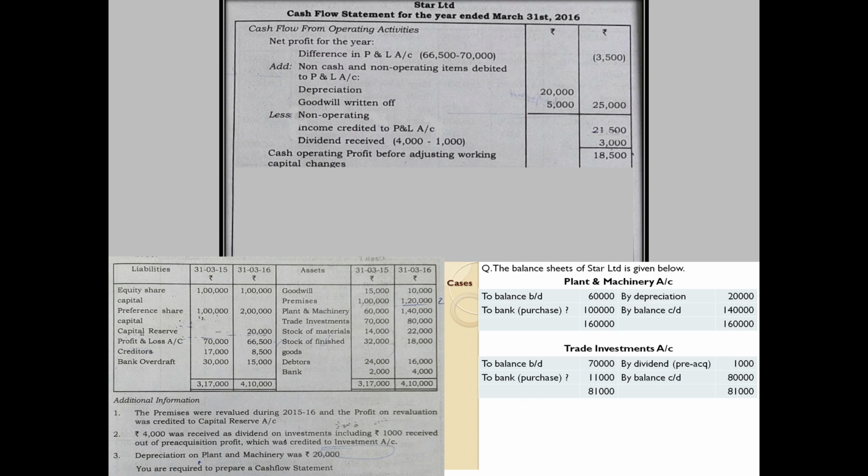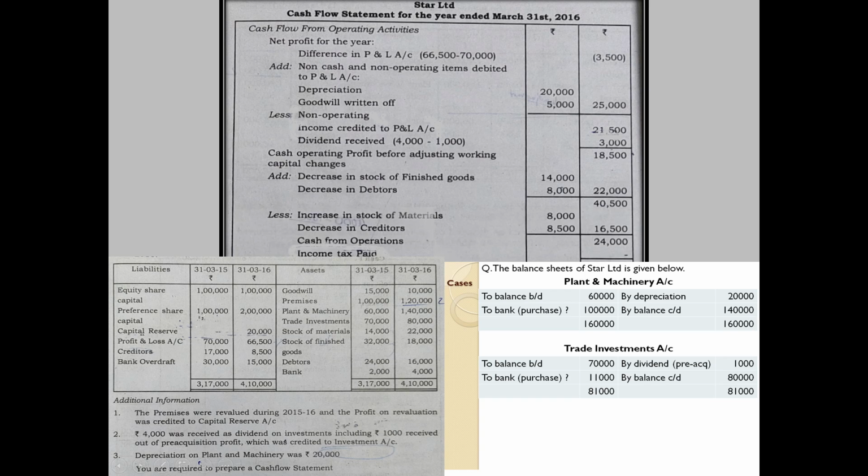So the next step is you need to adjust the various changes in the working capital items, mainly current assets and current liabilities. You add back the decrease in stock of finished goods and decrease in debtors because these are current assets. A decrease in current assets is considered as a flow of cash, basically an inflow of cash. So the decrease in stock of finished goods is 14,000 and the decrease in debtors is 8,000. So that is shown here.